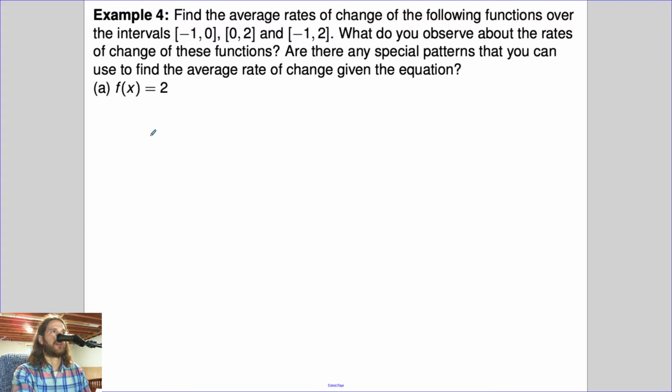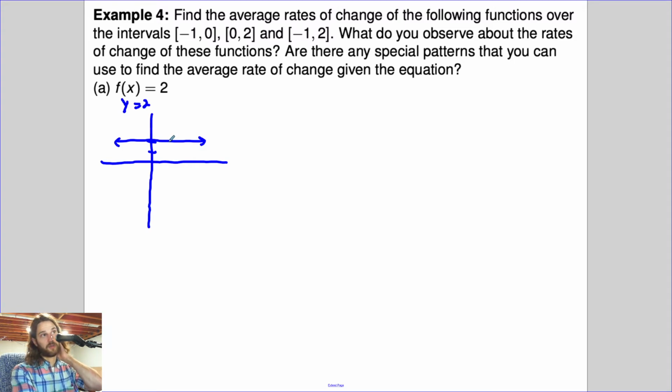What does f of x equals 2 look like? f of x equals 2, or y equals 2. Okay, f of x equals 2 is just a horizontal line. It's all the points with the y value equal to 2.